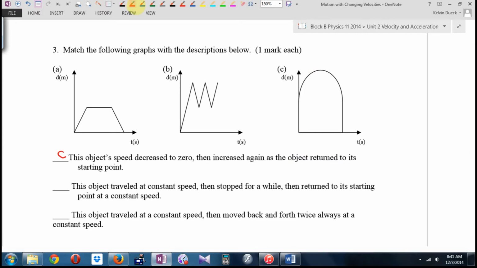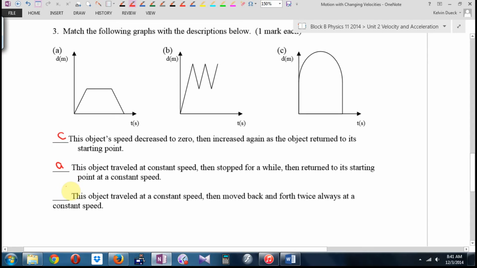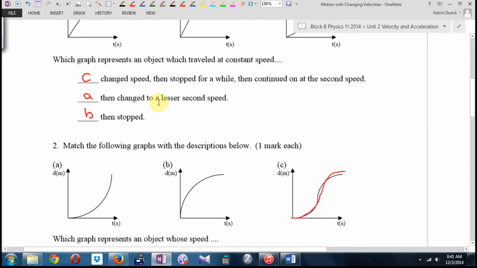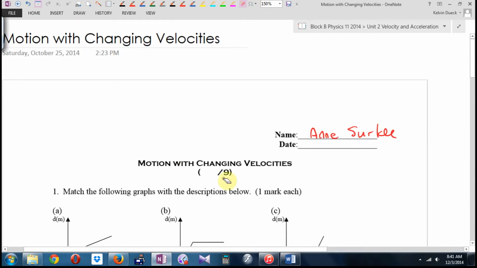Object traveled at a constant speed, straight line. Stopped for a while, then returned to its, you know what? That's A. That's A. This object traveled at a constant speed, then moved back and forth. Forwards, backwards, forwards, backwards, forwards. Yep, that's that one. Can you give yourself a little score out of 9?